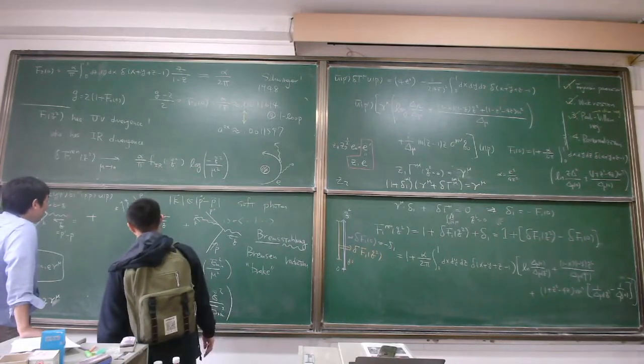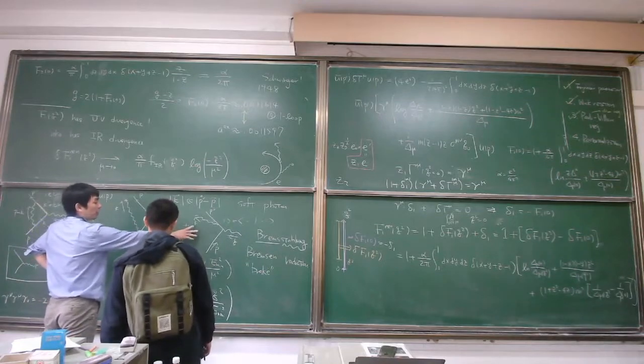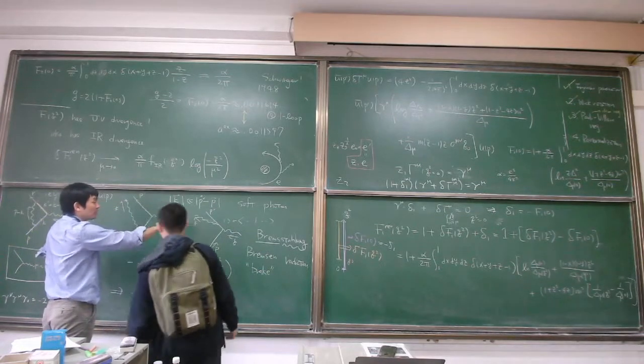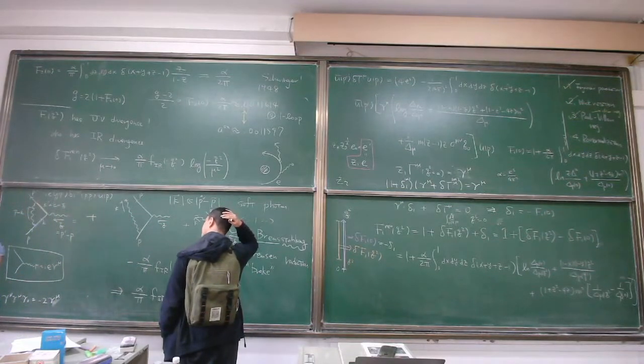I mean, here we cannot observe this in the experiment when K is low enough. But there must be some contribution. That contribution cancels with this contribution from the IR divergence.